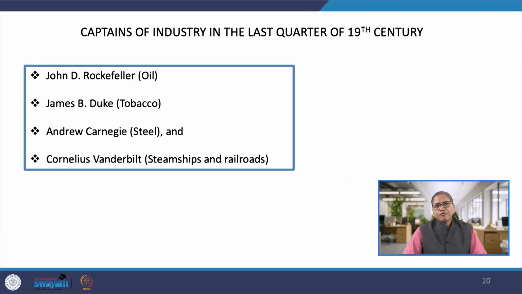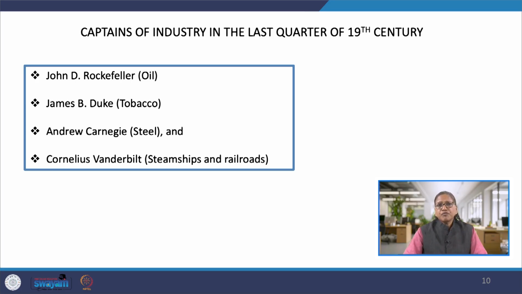All these changes required adoption of new management skills. So, captains of industry in the last quarter of the 19th century further steered how organizations would work in future. Some names which emerge: John D. Rockefeller, a prominent name in the oil industry, James Duke in tobacco, and Andrew Carnegie in steel manufacturing. Vanderbilt was in steamships and railroads. Their collective contribution helped shape how we view business today.